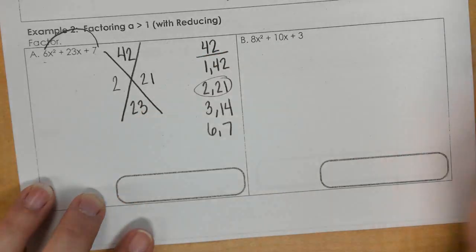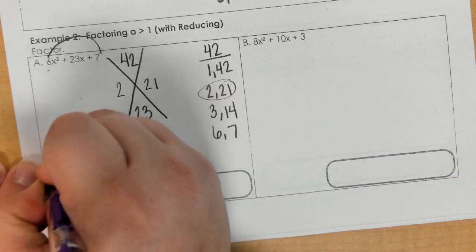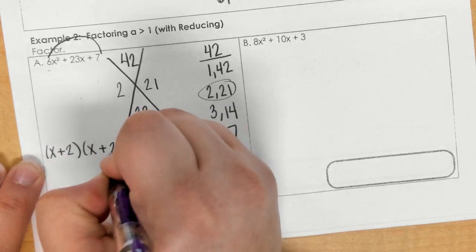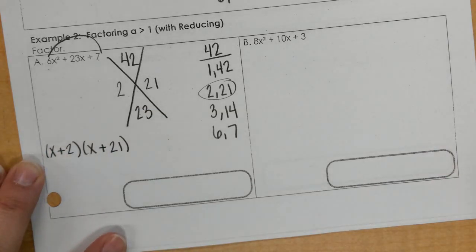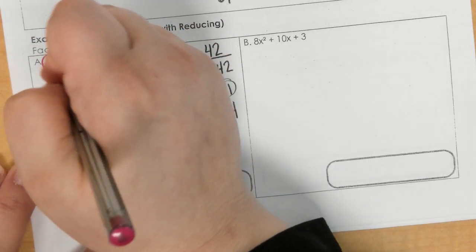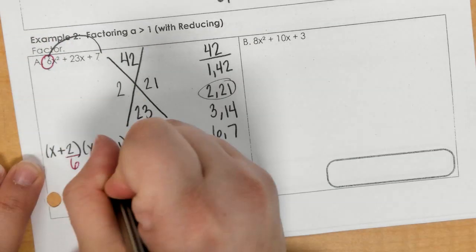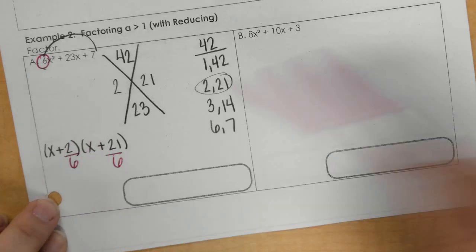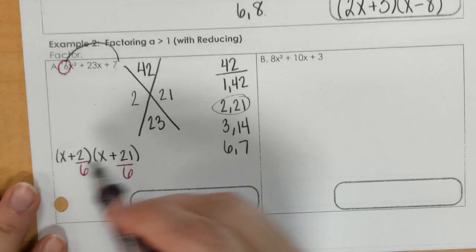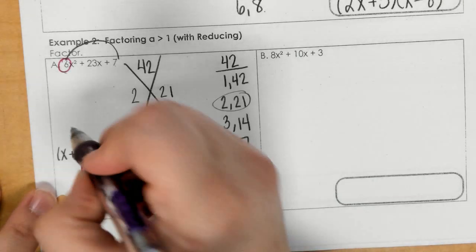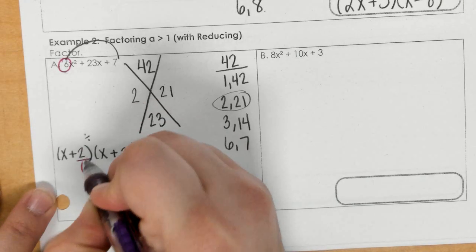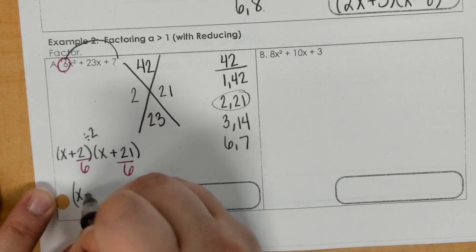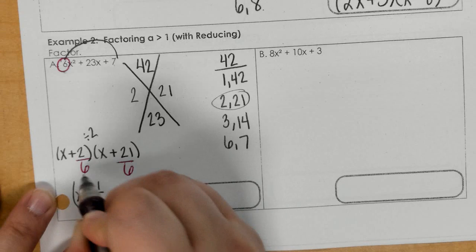2 and 21. And so I write this in factored form. And I see that I have to divide by that first number 6. Now, 2 divided by 6 gives me a decimal. But I could reduce this. And if I reduce it, I know that 2 goes into both of those numbers evenly. So I would say x plus 1/3.